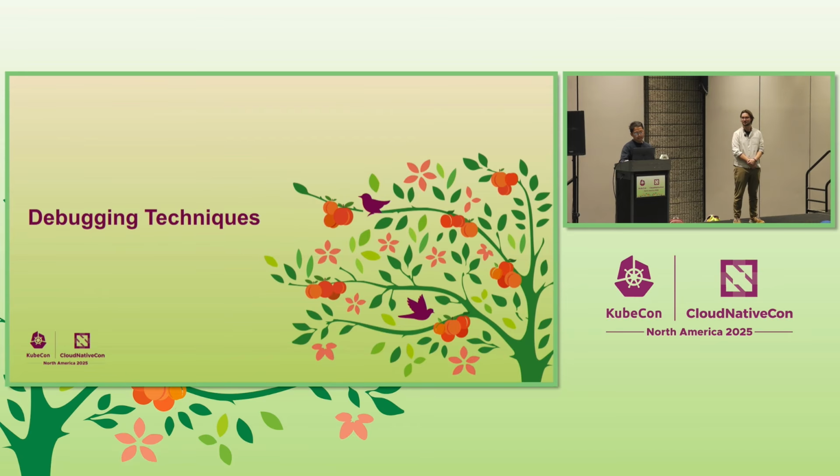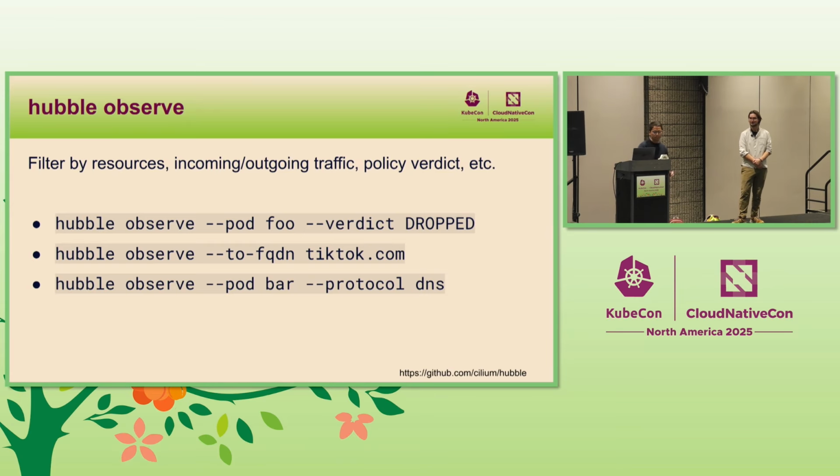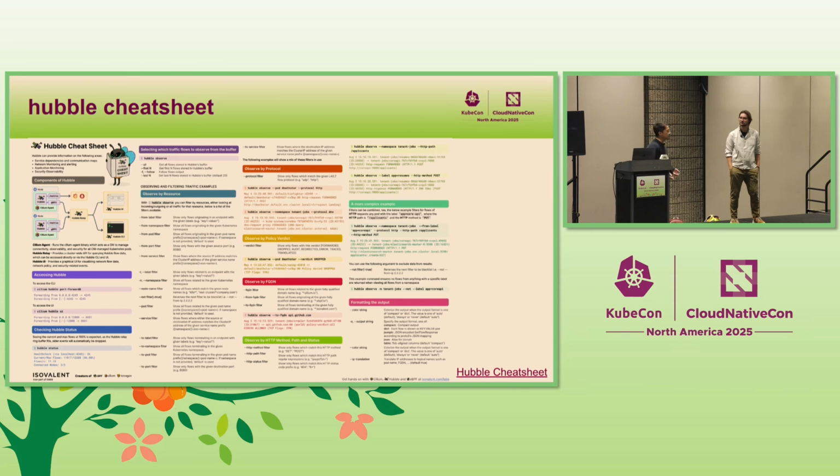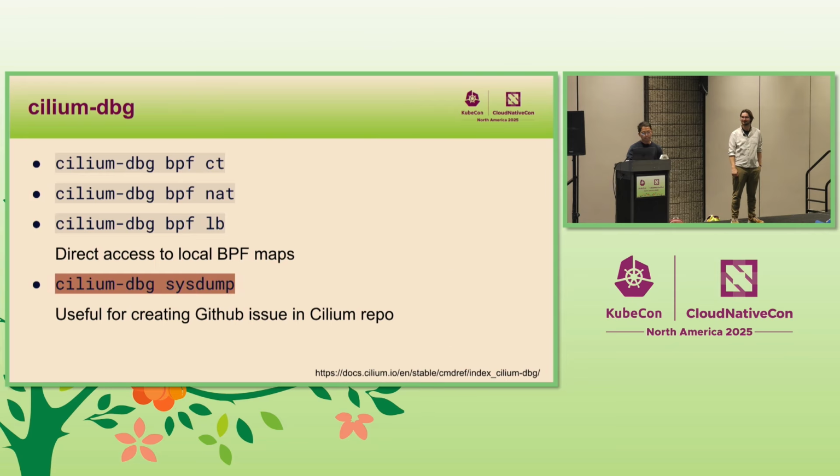I would like to share a couple of debugging techniques that help us troubleshoot all these problems. The first tool is obviously the mighty Hubble. With Hubble Observe, we could do packet capture and also filter the traffic by resources, incoming or outgoing traffic, and policy verdict. Hubble is a very powerful tool for observability and for troubleshooting. There's a handy cheat sheet that Isovalent friends created. If you're interested, you can take a look. It's very useful.